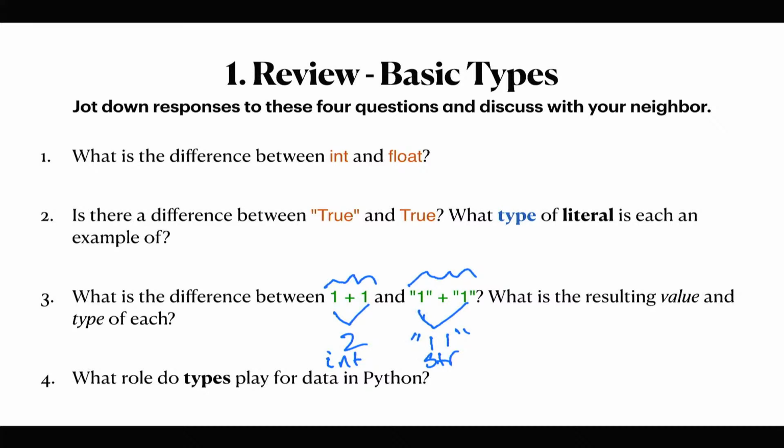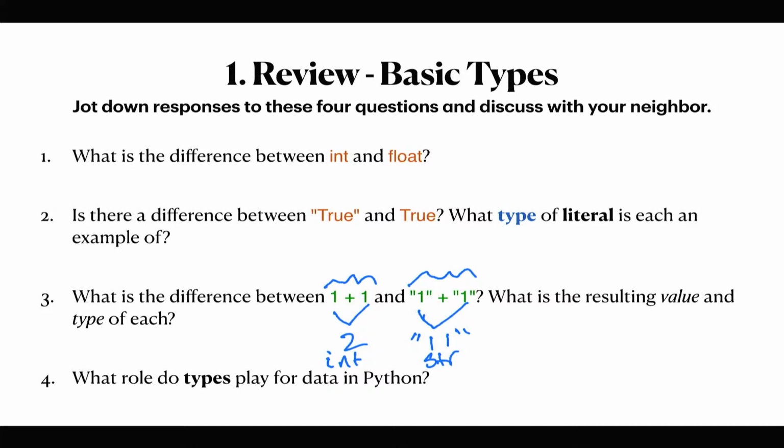And last, what role do types play for data in Python, in the large, or in a big picture? Anyone else have a response here? Yeah? You can do different things with different types. For example, for Boolean values, you can use them to make logical decisions. And as you said earlier, you can use integers for counting things in programming.